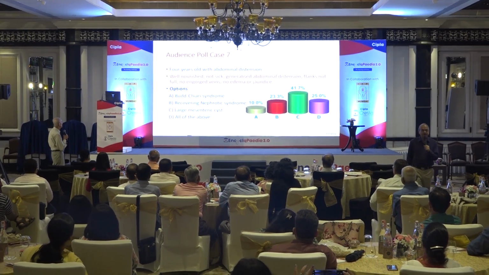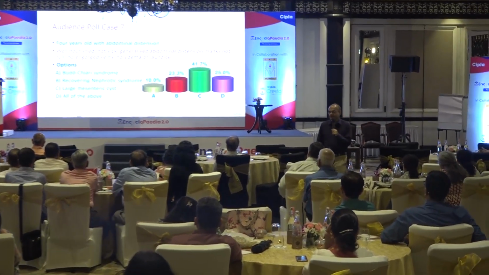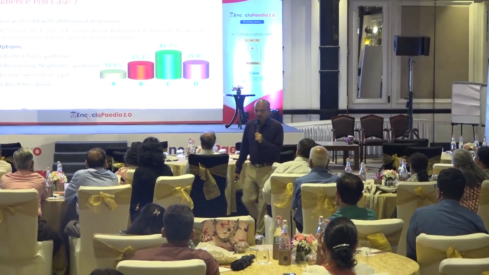Okay, so start defending. Flanks are not full, so ascites is out. So most likely a large mesenteric cyst. Okay, so ascites is out, so recovering nephrotic syndrome is out. Yes. So when a recovering nephrotic syndrome recovers, we just switch off a button and everything switches off?